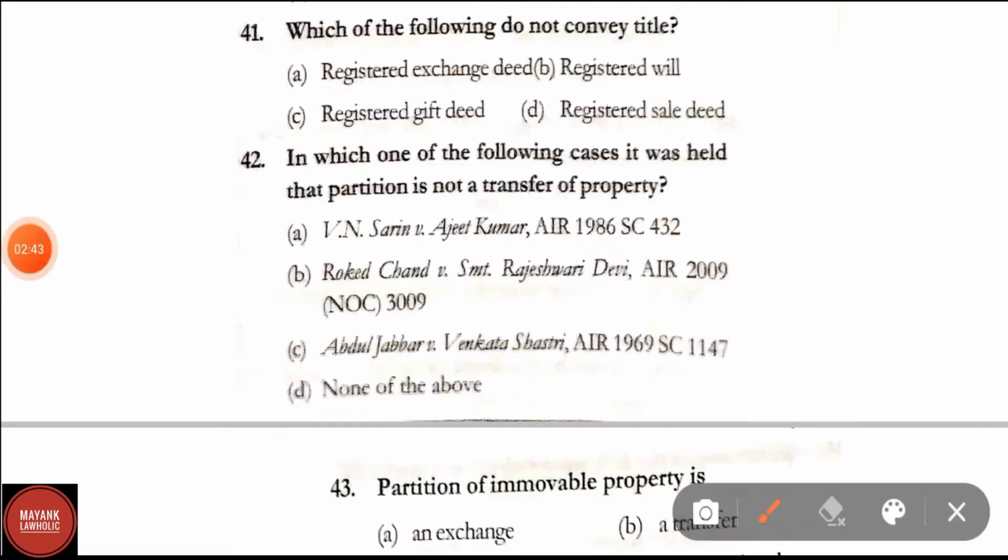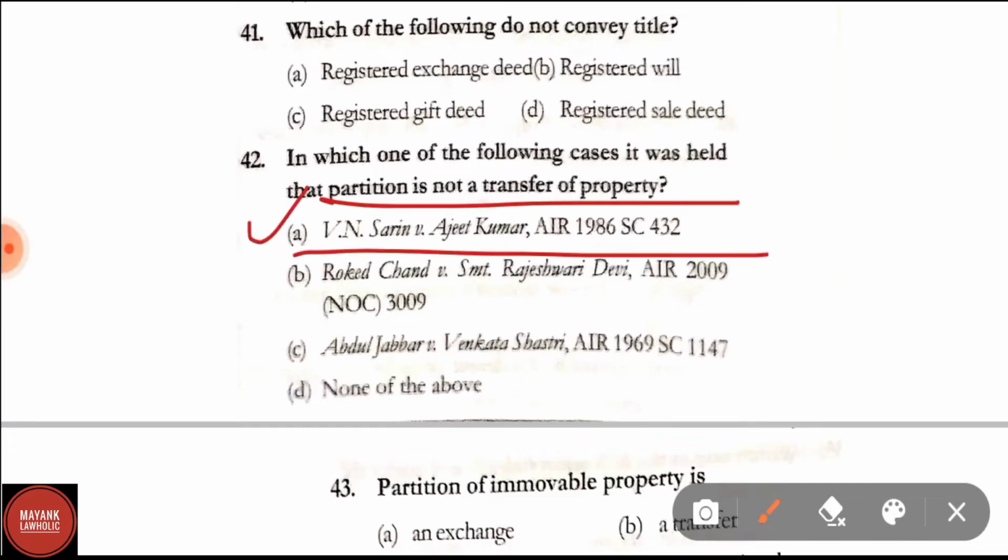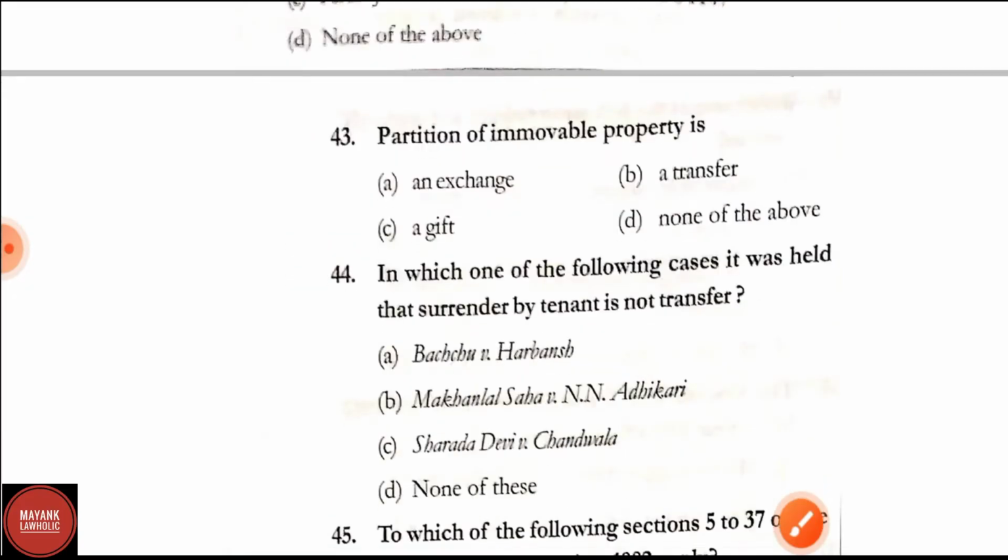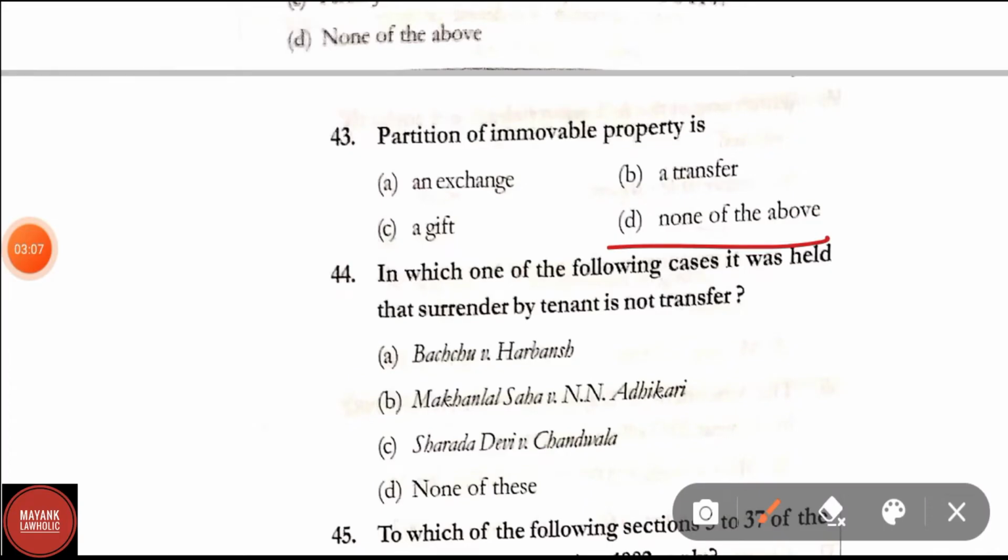Question number 42. In which one of the following cases was it held that partition is not a transfer of property? Here correct answer is option A, that is V N Sareen versus Ajit Kumar, AIR 1986. It was held in this case that partition is not a transfer of property. Question number 43. Partition of immovable property is an exchange, a transfer, a gift, none of the above. Correct answer is option D, that is none of the above.